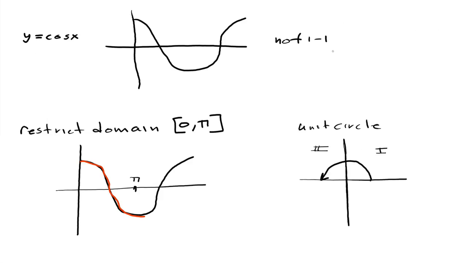again, it's not 1-to-1, it's 1-to-many because it's cyclic. So we need to restrict the domain, and because cosine is shifted 90 degrees from sine, we're going to shift the domain 90 degrees, and we're going to look at 0 to pi. Alright, again, the red part of the curve is all that I'm interested in here. And on the unit circle, 0 to pi is quadrants 1 and 2.